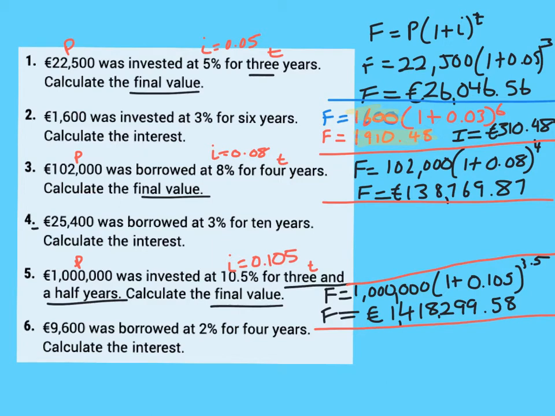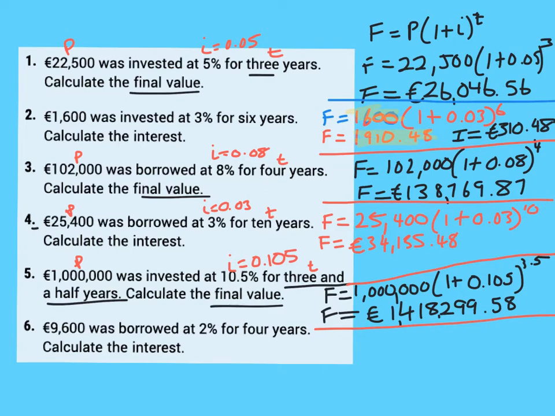Okay, so the next one then was 20, so your F equals 25,400(1 + 0.03), and my time is 10 years. Again, you can mark them above, so like P, I equals 0.03 and T is 10 years. You will get a final value of 34,135.476. So I'll round it up to 48.